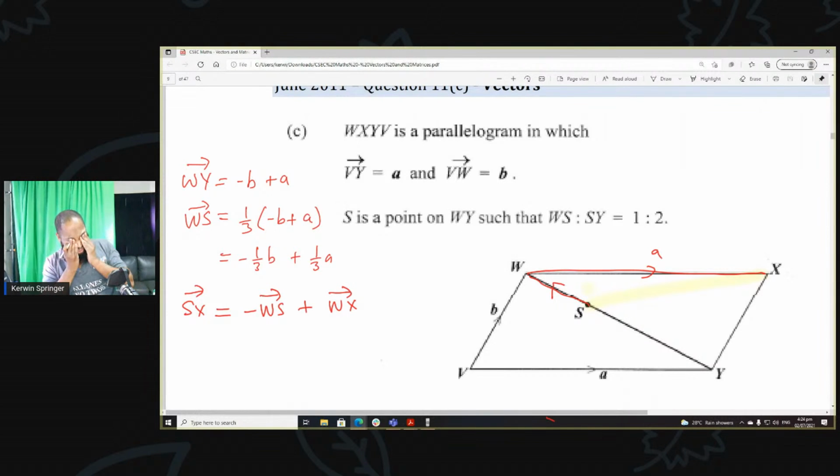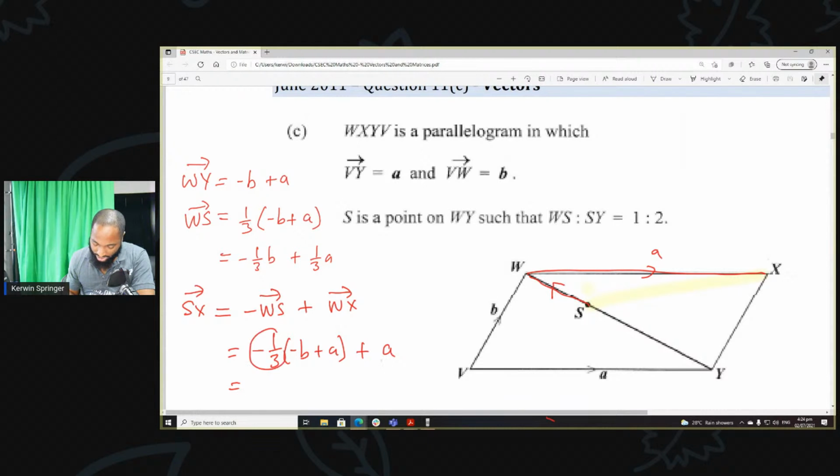Say in the chat if you understand that. It's like you go back down WS and then you go that way. So SX is going to be negative 1/3 of negative B plus A, plus A. So this is going to be negative, and a negative is a positive. This is going to be 1/3 B. Negative by that is negative 1/3 A plus A. This could simplify.